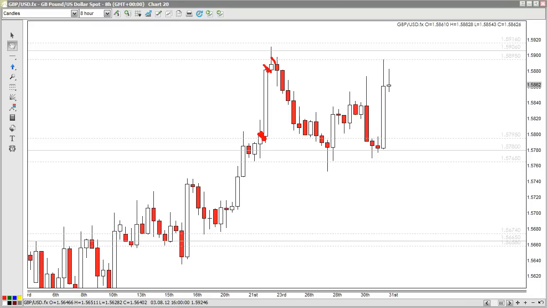And you can see moves coming so far off. I just love the 8-hour charts. I'm just in love with them. I didn't even discover them myself.